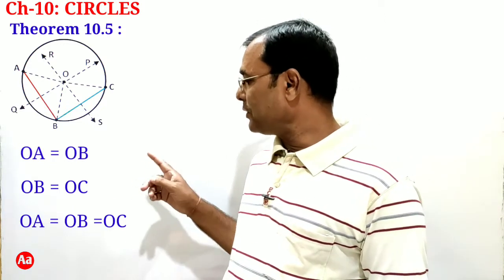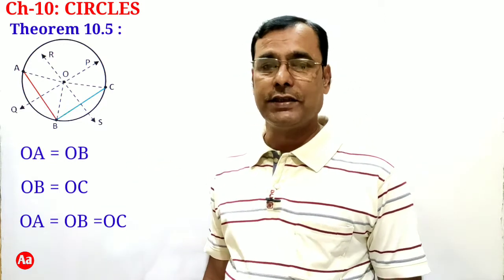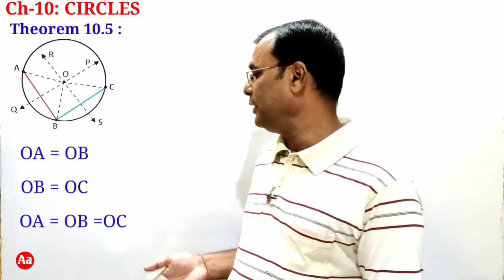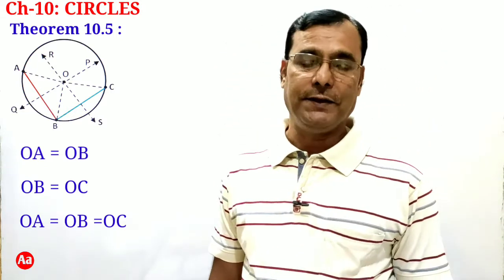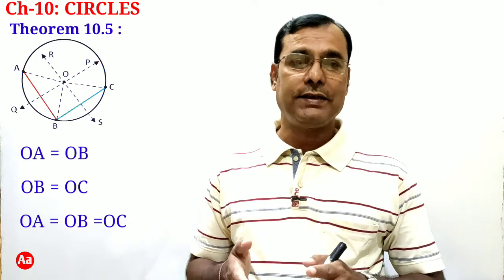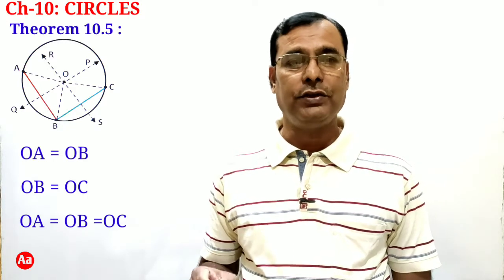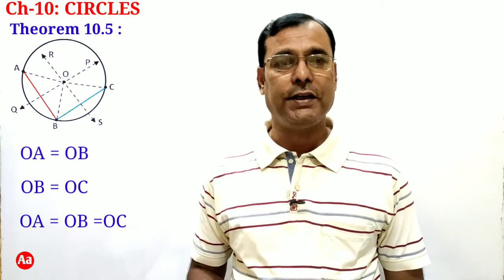Reason is clear, because point O is equidistant from three non-collinear points as we considered at random, A, B and C. So this proves that there is only one circle passing through three given non-collinear points.